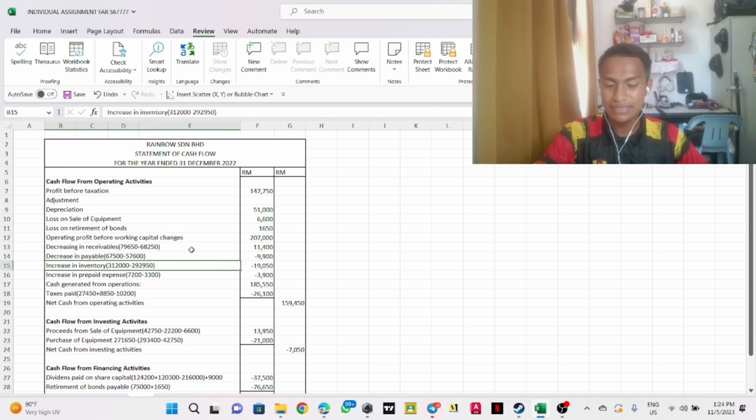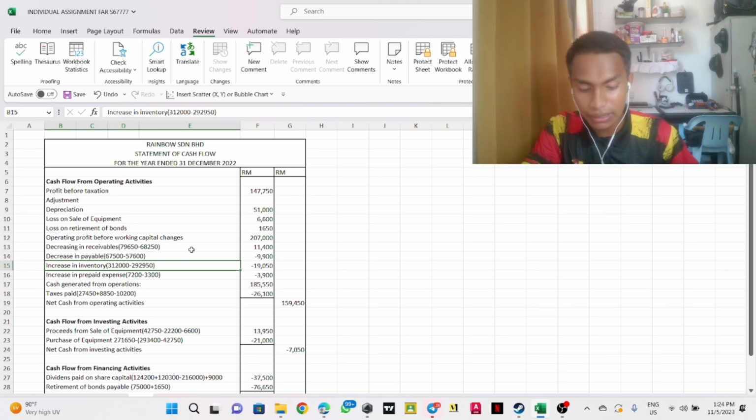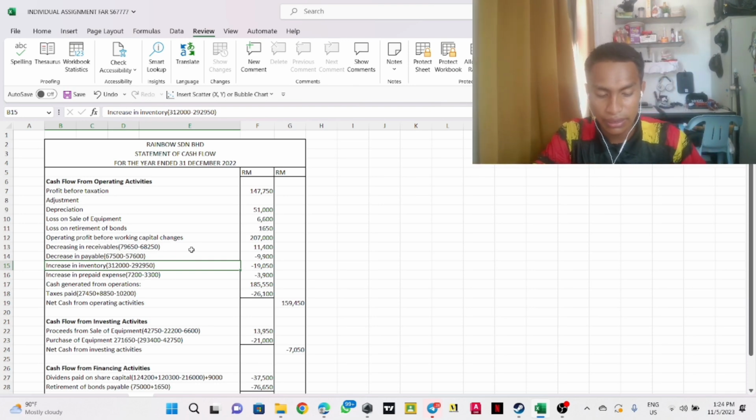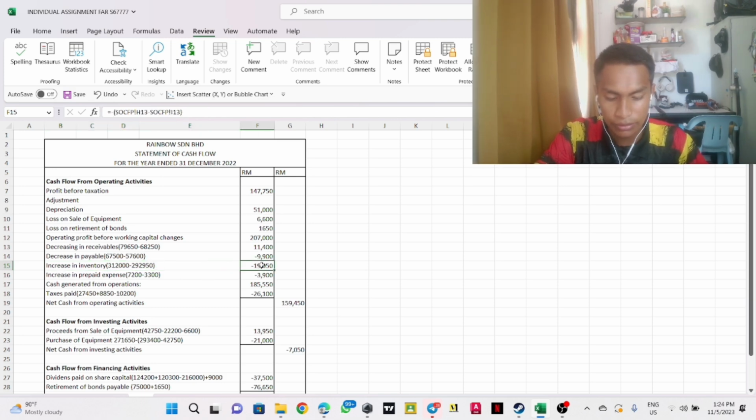Next, change in working capital. Increase in inventory as much as 19,050. This value is found through 312,000 minus 292,950. This value can also be found in the comparative statement of financial position. If there is an increase in inventory, then cash flow will decrease.